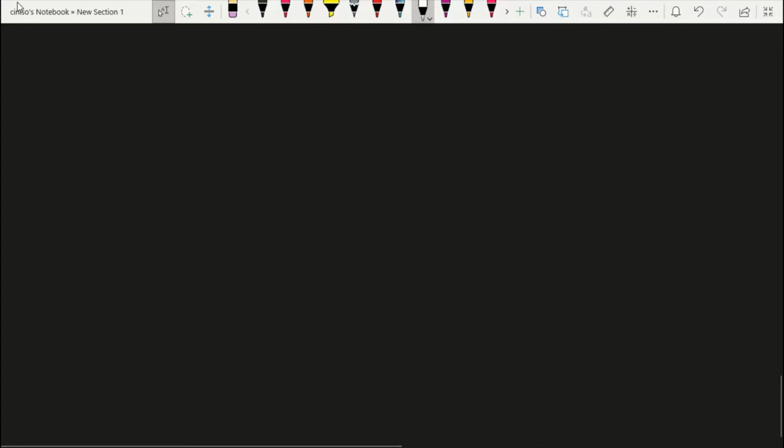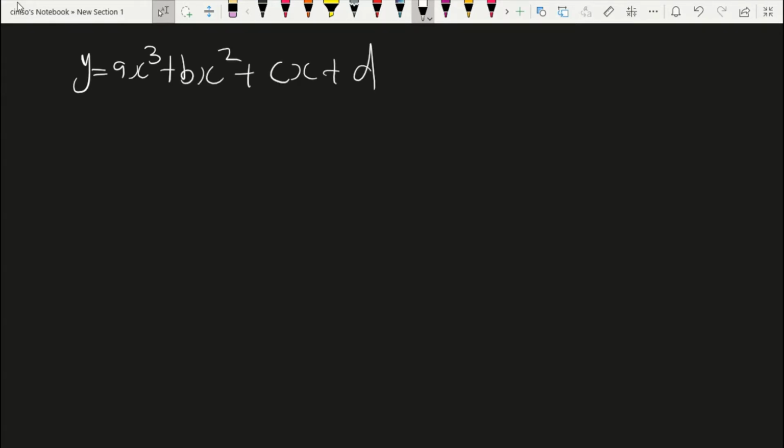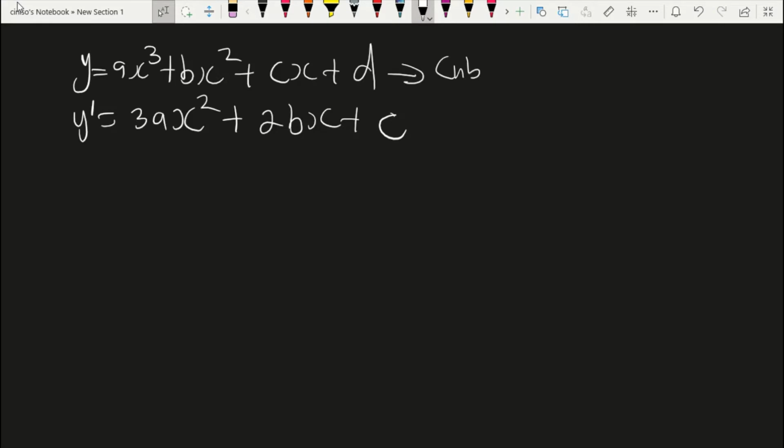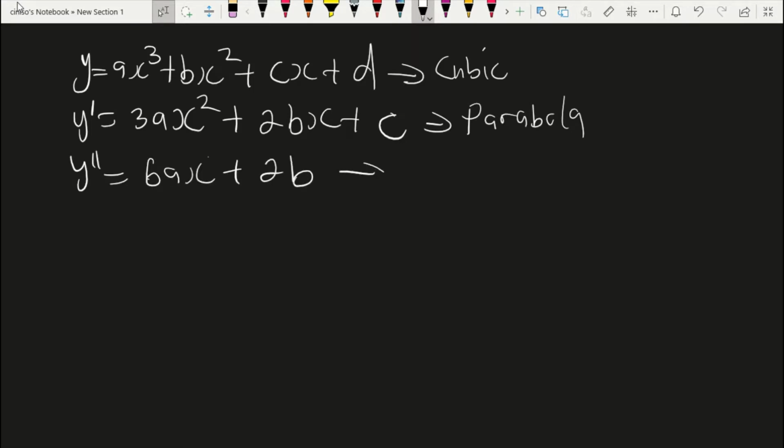Knowing the formula of a cubic function being y equals ax cubed plus bx squared plus cx plus d, if you find the derivative of this, we have y prime equals 3ax squared plus 2bx plus c. So what you need to notice here is that this is a cubic function, and the derivative of a cubic function gives you a parabola. If you were to derive this further, you'll have 6ax plus 2b, which will give you a straight line, right?